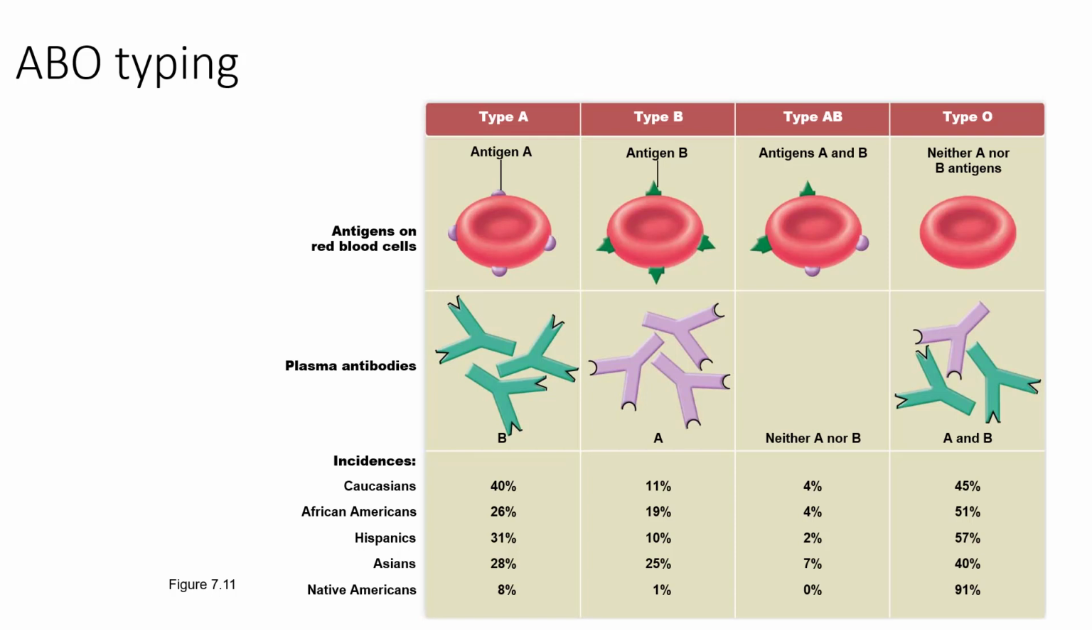This means that type O cannot accept any blood from someone who has type A because type O has anti-A antibodies. Type O cannot accept any blood from somebody with type B because type O has anti-B antibodies. This means type O cannot accept types A, type B, or type AB. However, since type O has neither B nor A antigens, it can be accepted by types A, B, and AB.